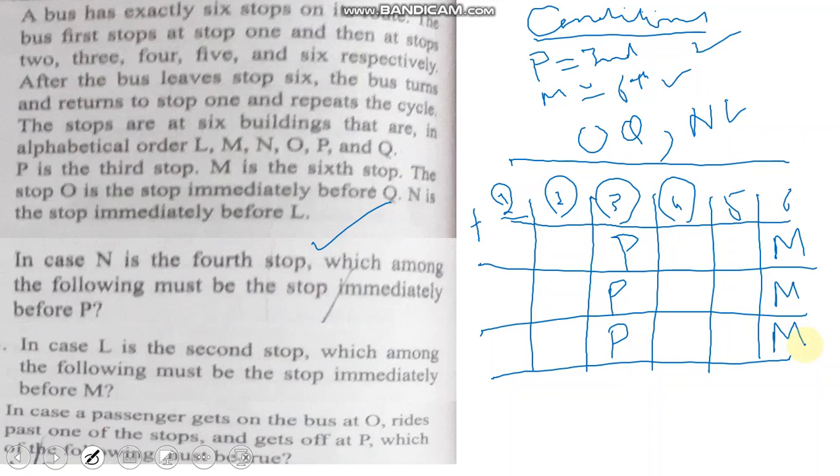In case N is the 4th stop, so N here, it is your first question. Which among the following must be the stop immediately before P? If you see this condition, N is always before L. So we will write L here, and this will be O, and this will be Q, because we are left with this and we have to write it in this way. So according to the question, in case N is the 4th stop, the stop immediately before P is Q. So the answer is Q.